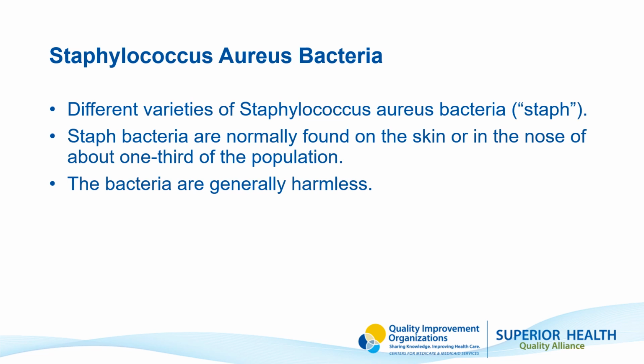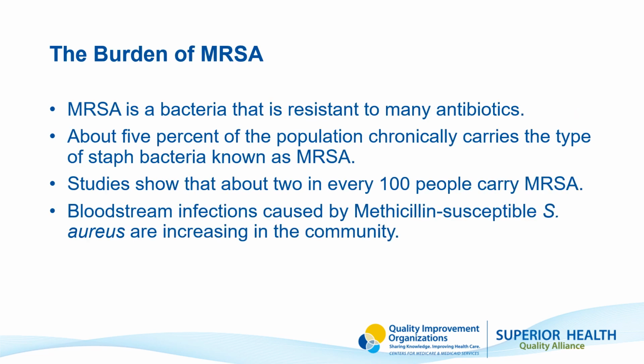Different varieties of Staphylococcus aureus bacteria, commonly called staph, exist. Staph bacteria are normally found on the skin or in the nose of about 1/3 of the population. The bacteria are generally harmless unless they enter the body through a cut or other wound, and even then, they usually only cause minor skin problems in healthy people. MRSA is a variety of staph that is resistant to many antibiotics.